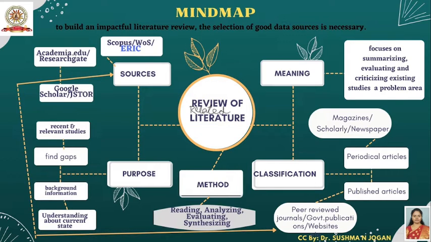Now let us go quickly to the purpose of review of related literature. When we are discussing meaning and classification, let us understand the purpose. Why do we require it? What is the main purpose of reviewing a particular literature? Well, the main purpose is to find the gap. Here a researcher should try to understand what the research gap is. He has to identify that particular gap from the previous work to the current study. That is why the main purpose of review of related literature is to find out the gap, which we call a research gap.